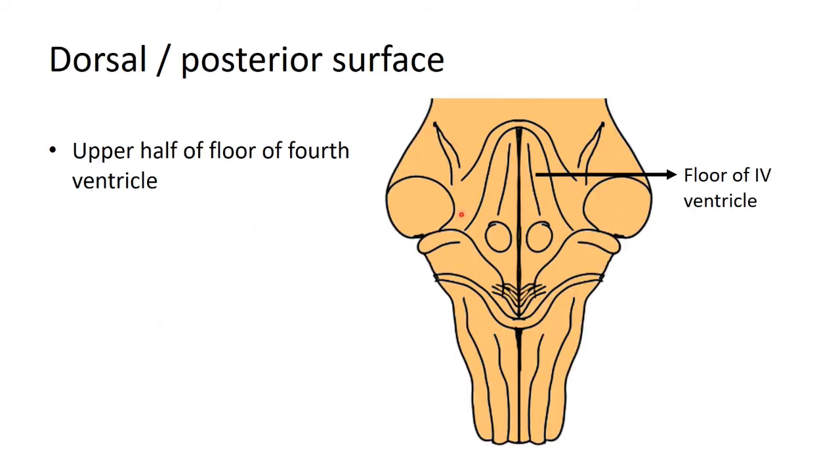Coming to the posterior surface or dorsal surface, it forms the upper half of the floor of the fourth ventricle. As you saw, the lower half is formed by the medulla and the upper half of the floor of the fourth ventricle is formed by the posterior surface of the pons. As I told you, the features of the floor of the fourth ventricle we will see in a separate topic dealing with fourth ventricle.